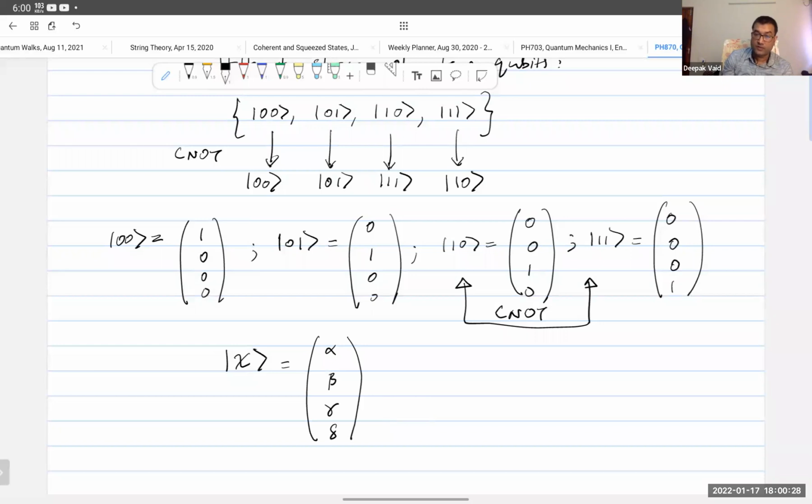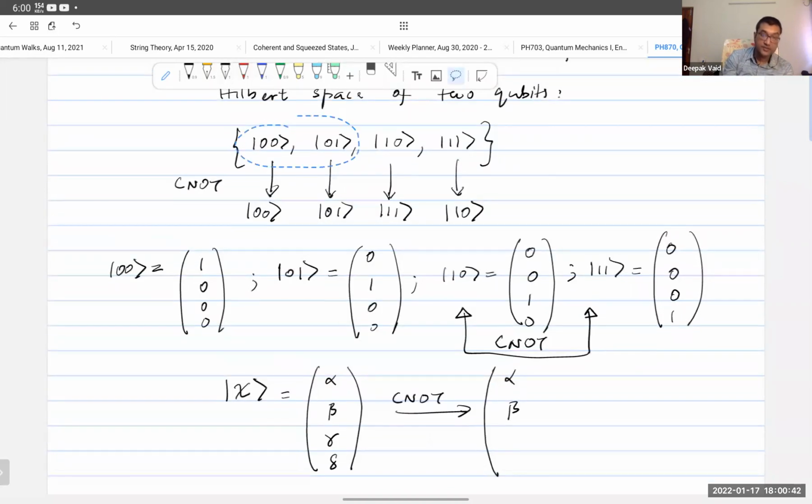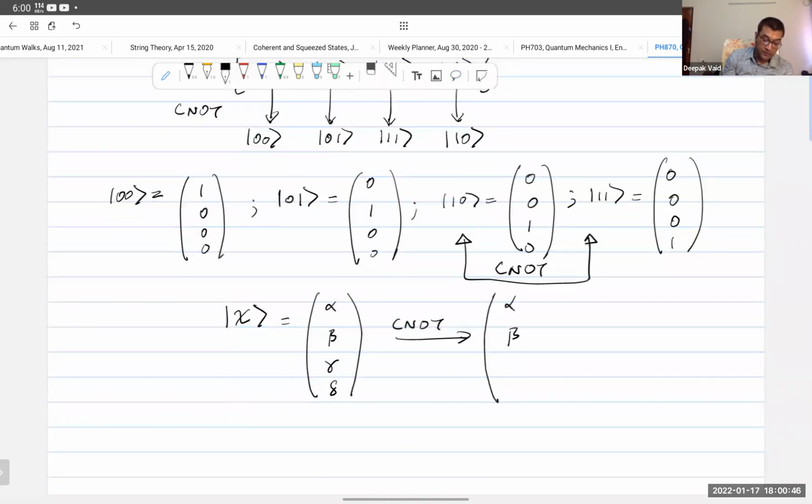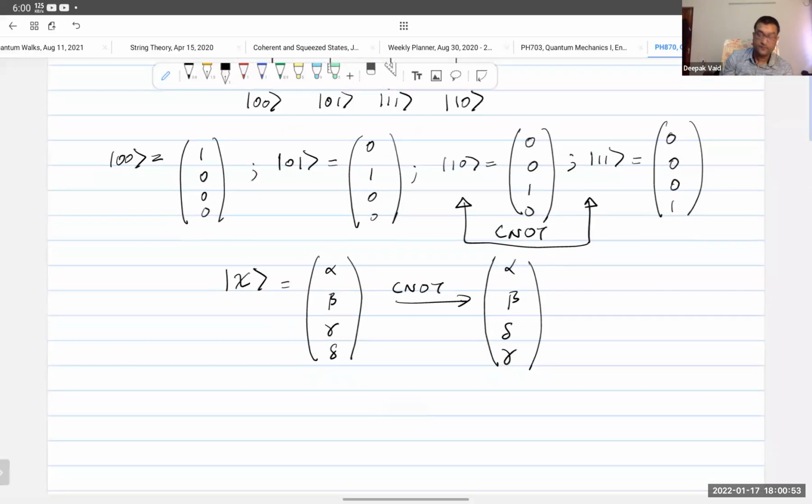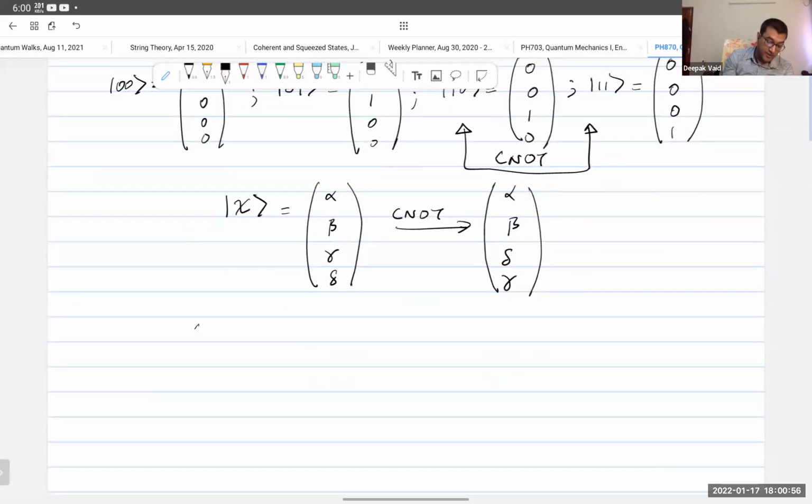is represented by 4 numbers, right? And what is the effect of the CNOT gate? The CNOT gate does not change the first 2 components, right? Because these basis vectors are unaffected. And what about the other 2? It swaps them, right? So this is the effect of the CNOT gate. So finally, knowing this, we can write the matrix form of this gate.